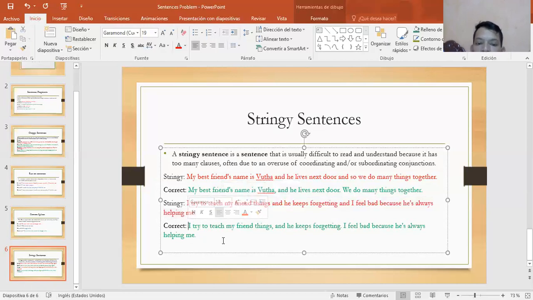I tried to teach my friend things, comma, and he keeps forgetting, and that we can separate with another clause, because this is the main clause, and this is a dependent clause. So, I feel bad because he is always helping.